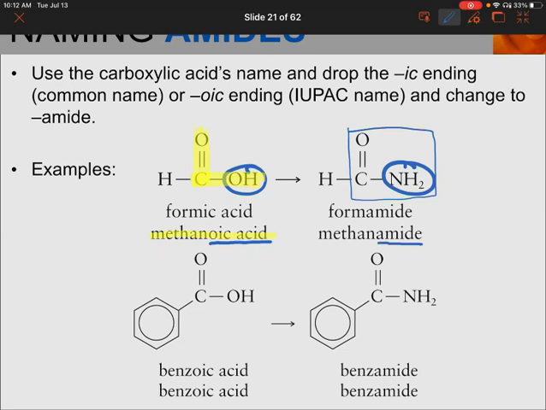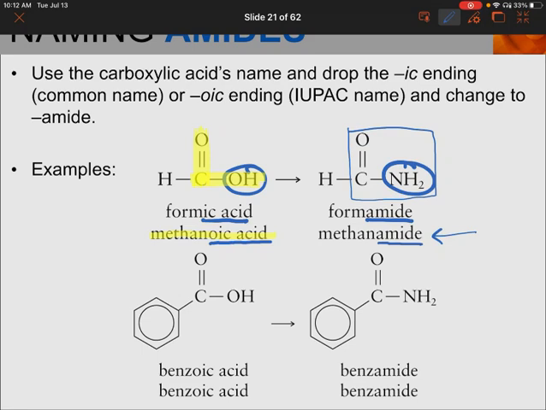Now, there are common names for these as well. The common name for methanoic acid is formic acid. So then we would just replace ic acid with amide, and it would become formamide, depending on where you put the emphasis. But I'm just going to focus on the IUPAC name. I think it's a little easier to name.